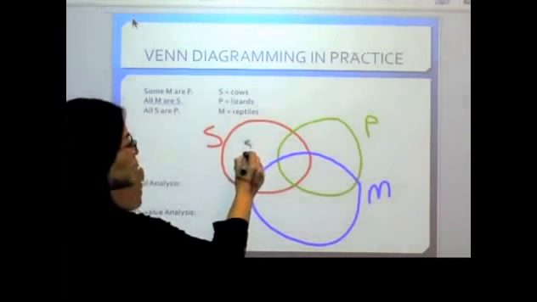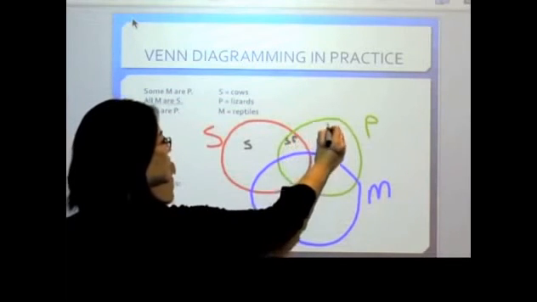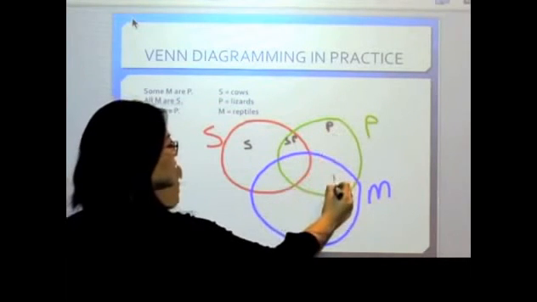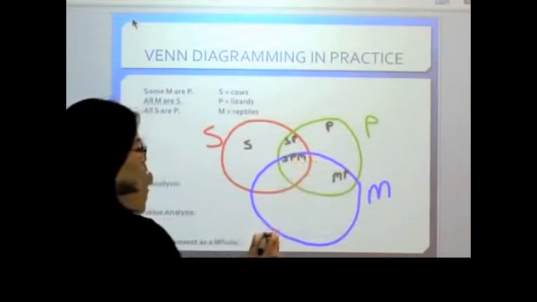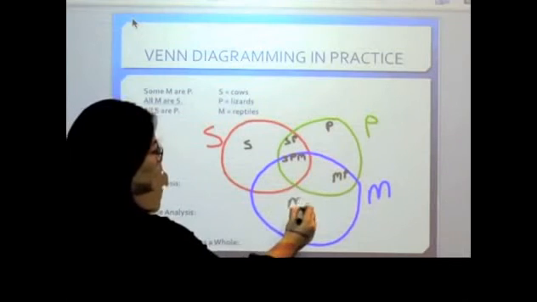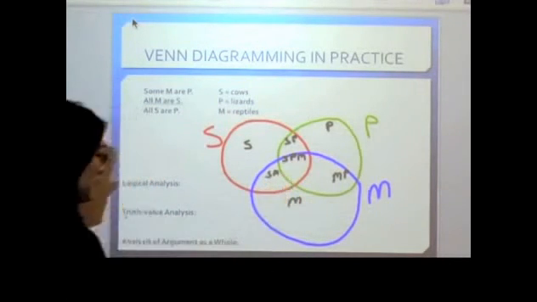This area represents S's. This is S and P's. This is just P's. This is M's and P's. This is S, P, and M. This is M, and this is S and M.